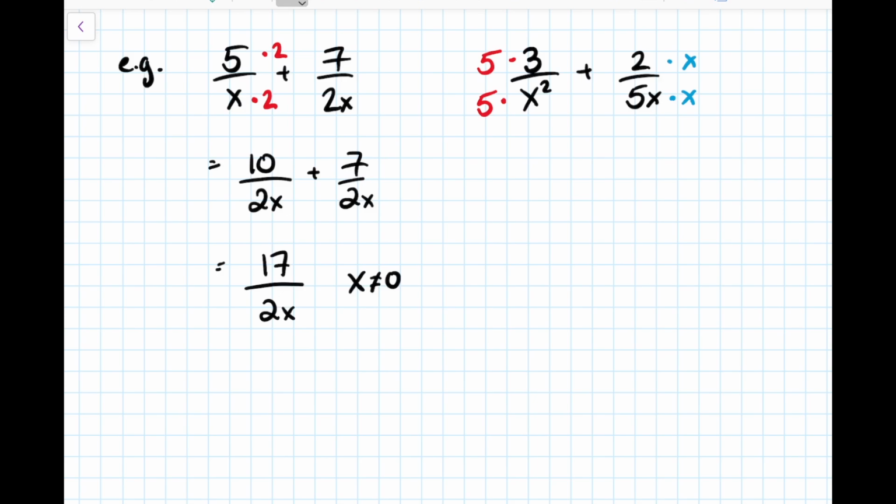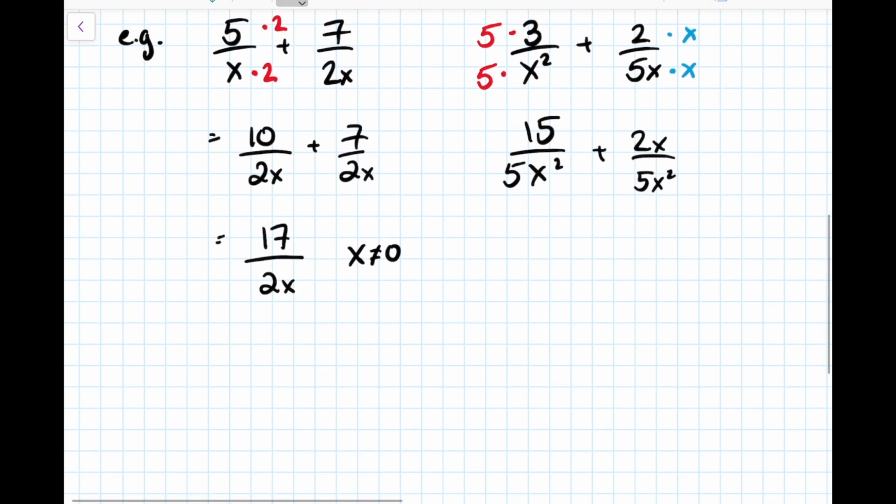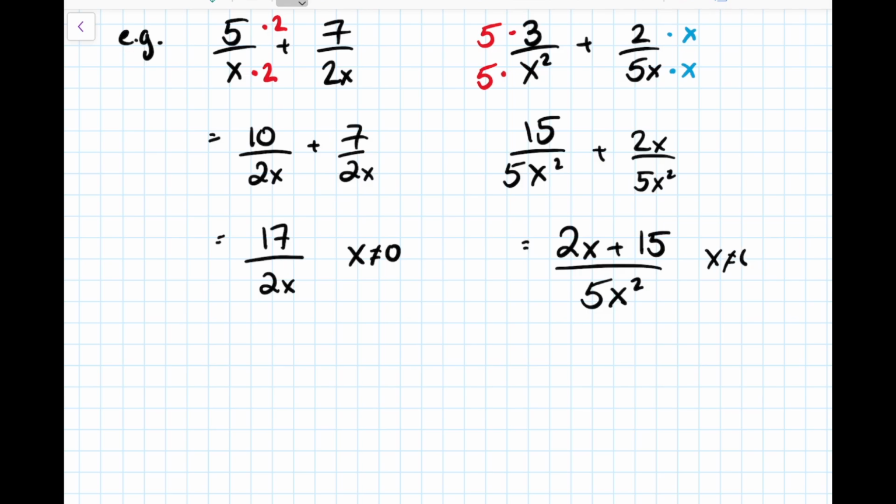And so what we end up with is 15 over 5x squared and 2x over 5x squared. And so we're going to add those together as much as we can. We can't actually combine anything, but we can at least write them as one fraction. This becomes 2x plus 15 over 5x squared. We can't factor anything. We can't simplify anything. So it's really just going to stay there.